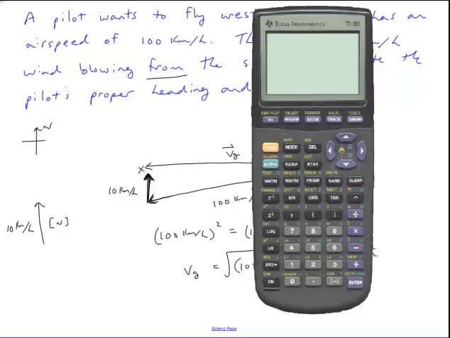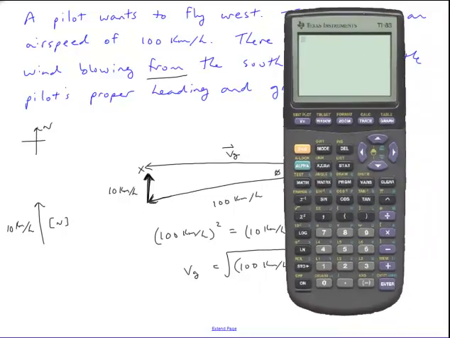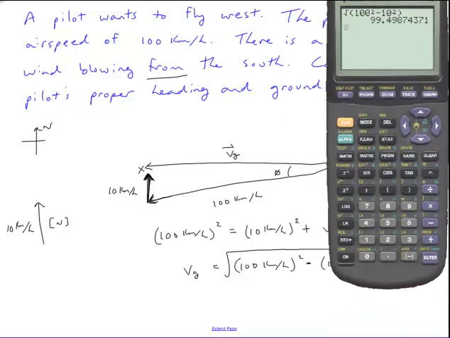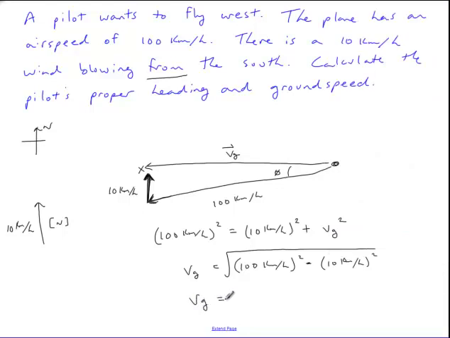Let's use our calculator to get this answer. 100 squared minus 10 squared, and we want the square root of that whole thing. Square root of 100 squared minus 10 squared is 99.499 kilometers per hour.